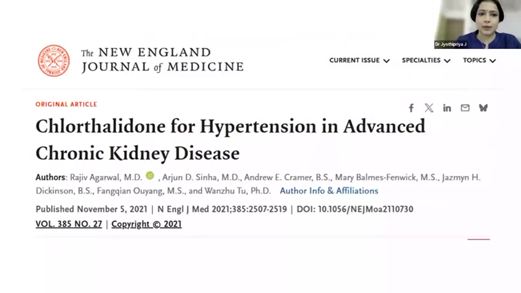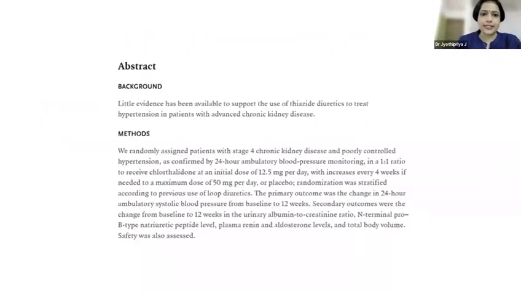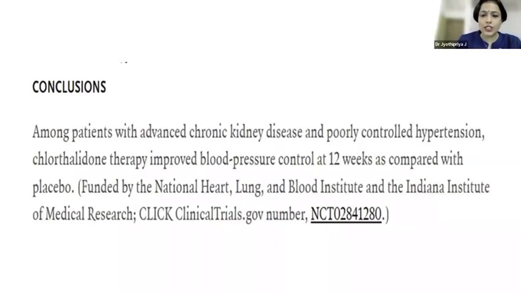So this is the CLICK trial published, and this was done in stage 4 CKD, finding its effectiveness as an antihypertensive. The study found that among patients with chronic kidney disease and poorly controlled hypertension, chlorthalidone therapy improved blood pressure control over placebo. So that means chlorthalidone has an effective role in advanced CKD as well.